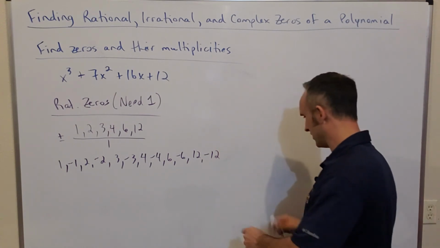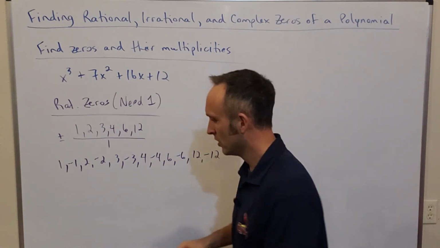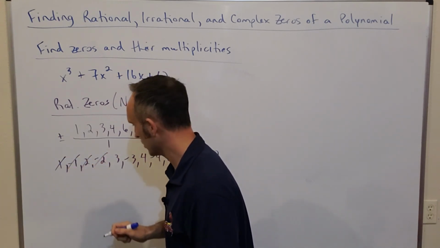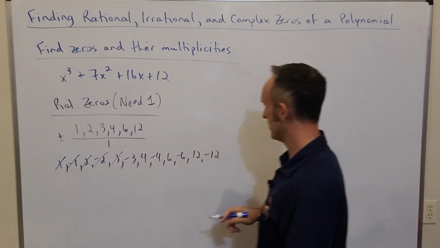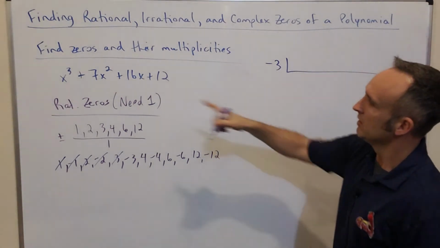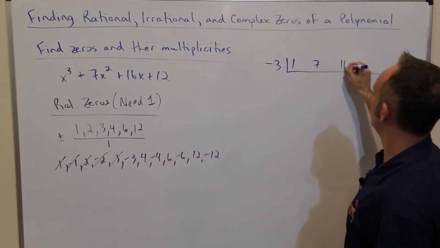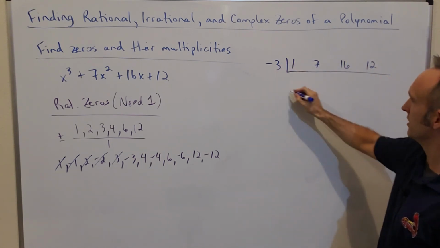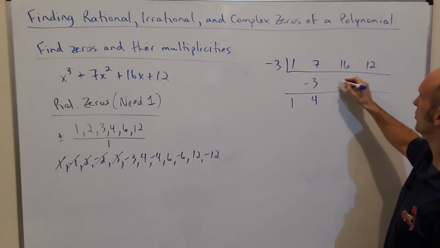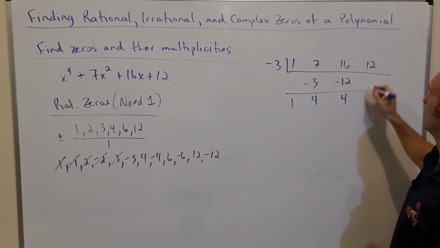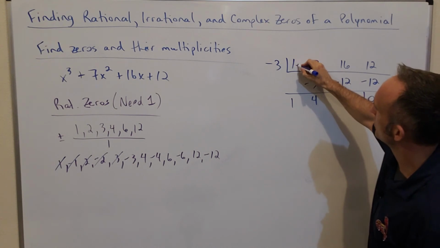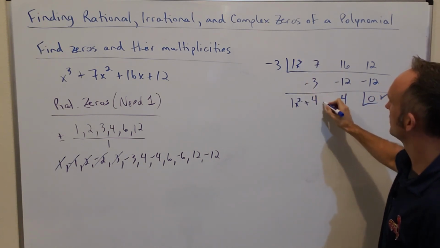And again, I've done the legwork for us ahead of time. 1 and -1 don't work. You can test these out. 2 and -2 don't work. 3 doesn't work, but -3 does. So let's do our synthetic division. So I've got 1, 7, 16, 12. So we're showing that -3 works now. This is what you would do to see that -3 works. Drop your 1, add, multiply, add, multiply, and add. We get a remainder of 0, but now since this was cubic, this is quadratic.